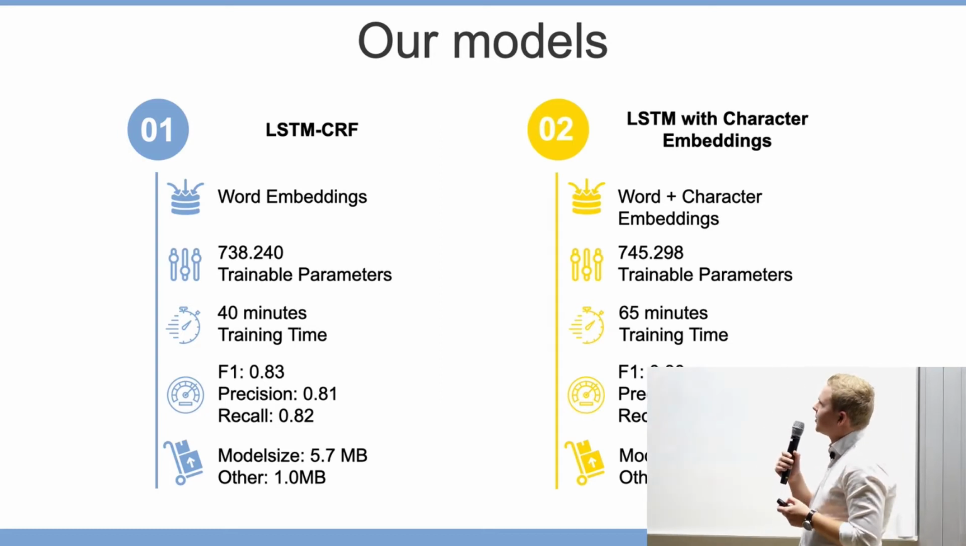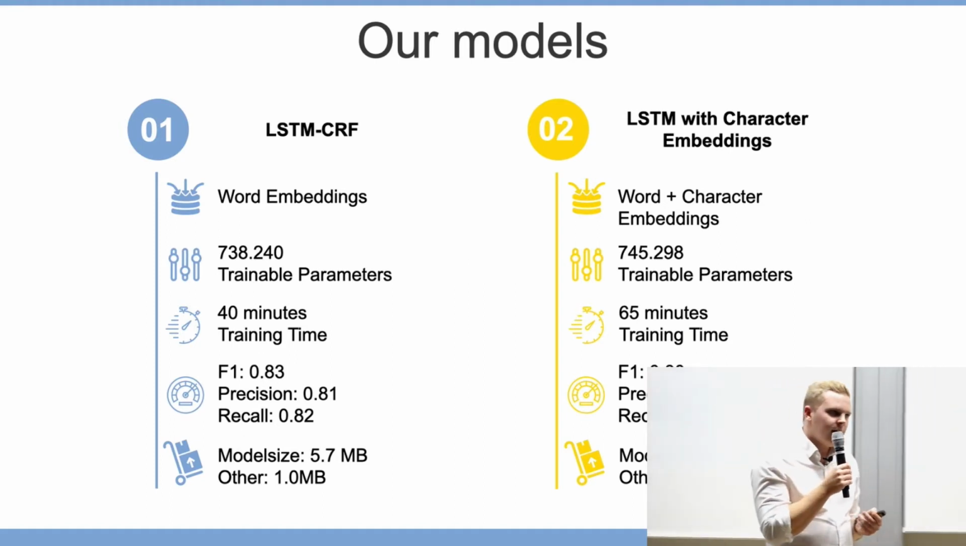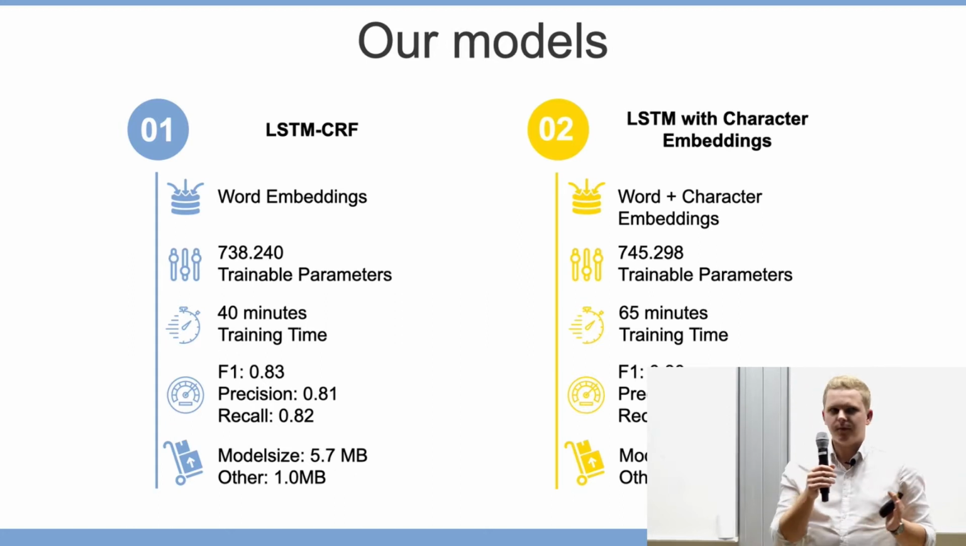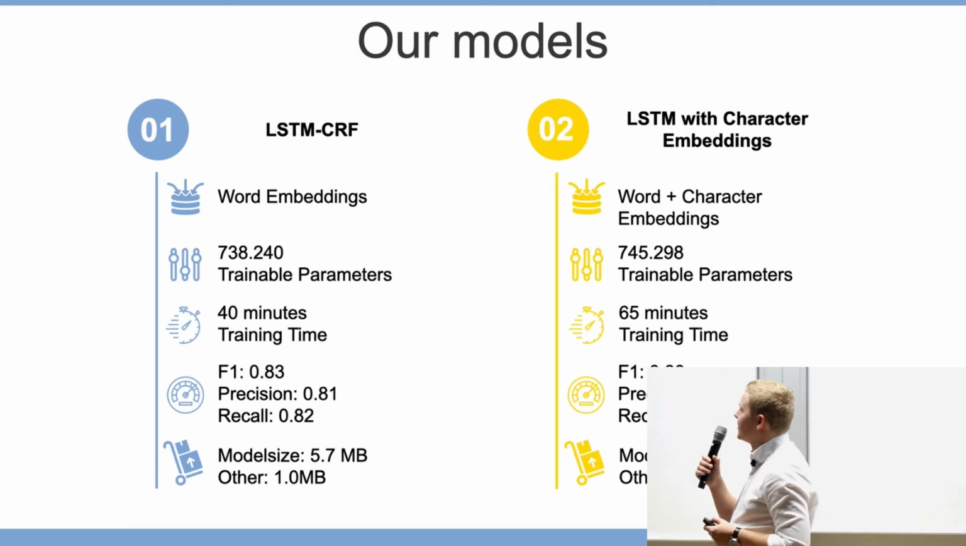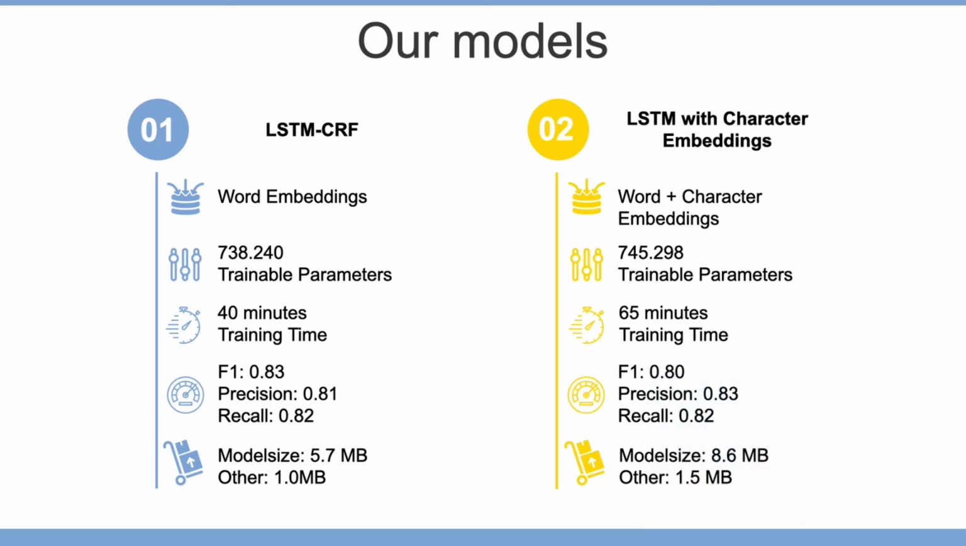What this should show is that we have 2 different models. One is using just word embeddings. I hope everyone knows what word embeddings are. The other one is also using character embeddings. You can see they have nearly similar trainable parameters. It's still a quite small network.